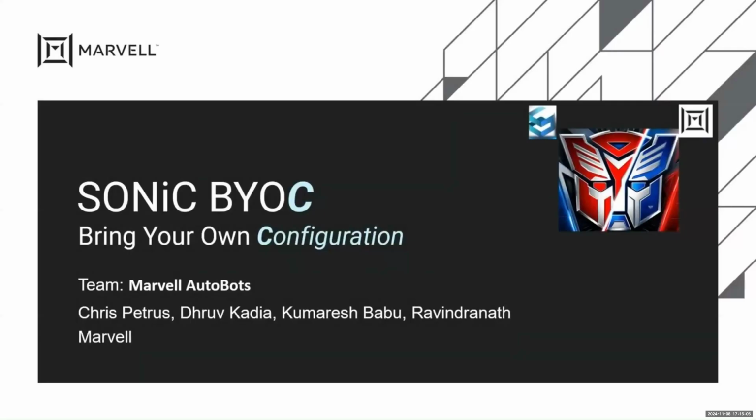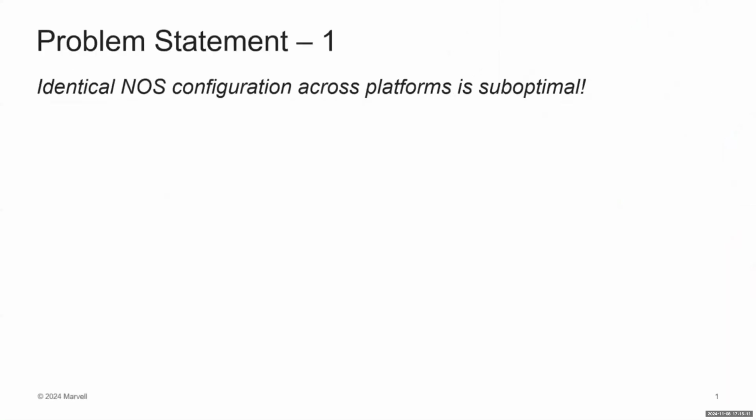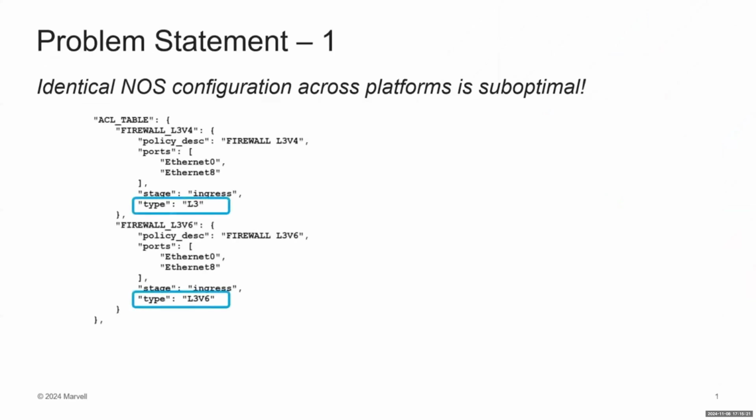Good afternoon all. We are the Autobots from Marvell, ready to roll out bring your own configuration to SONiC. A surprising reality is that even when the user's requirement is the same, user's SONiC configuration needs to change based on the platform capability. Consider an example of firewall security ACL rules where user has both IPv4 and IPv6 ACL rules. This is typically achieved by creating separate IPv4 and separate IPv6 ACL tables.